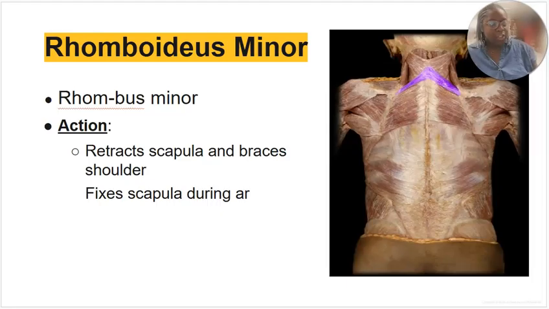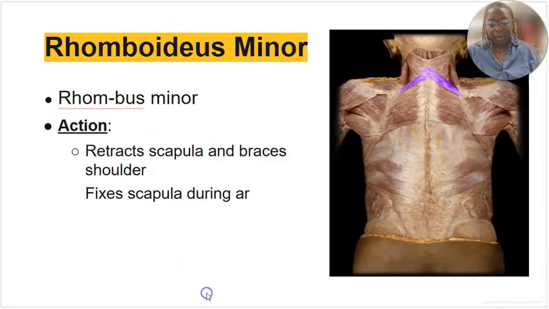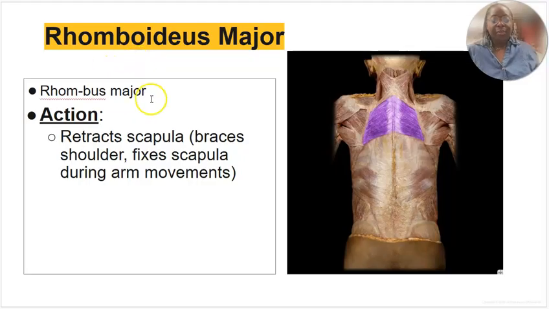Next up, we have the rhomboids group. This is also a set of 2 muscles. And so this first one, rhomboid minor, is going to help retract the scapula and fix the scapula. Remember, protraction is sliding stuff forward, retraction is going to be bringing the scapula back. And it's also going to fix the scapula. Okay, anyway, let's move on. And then we have rhomboid major.